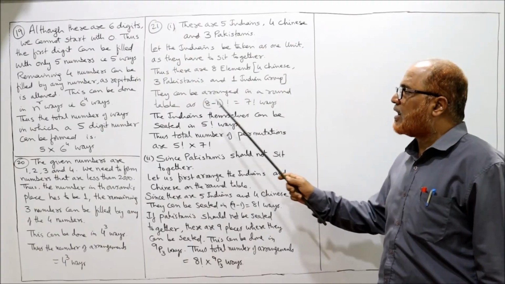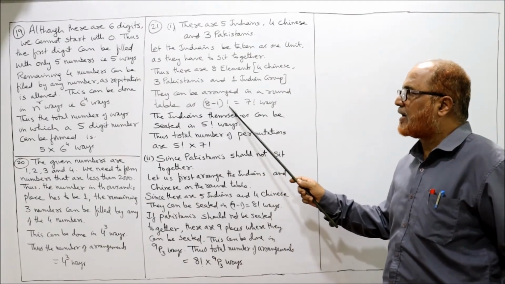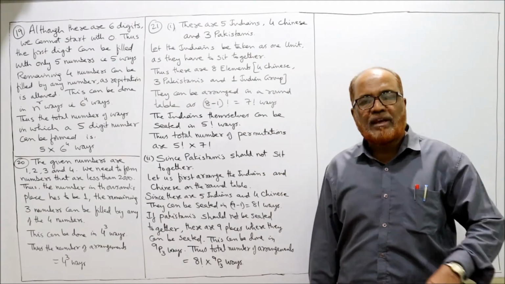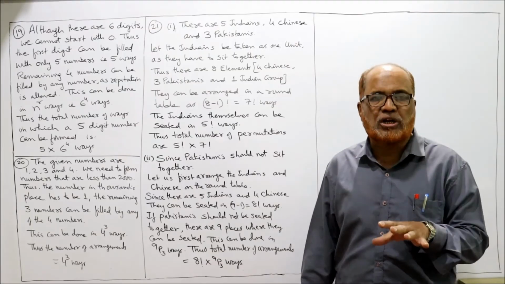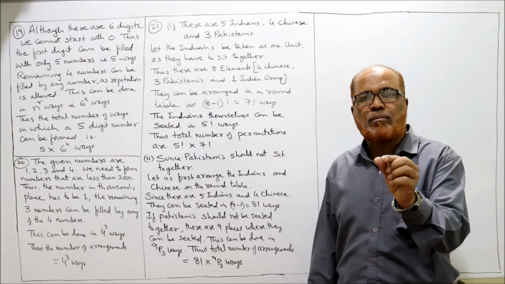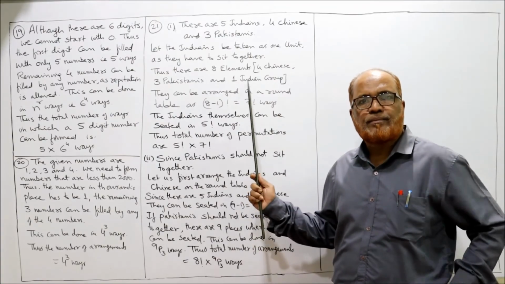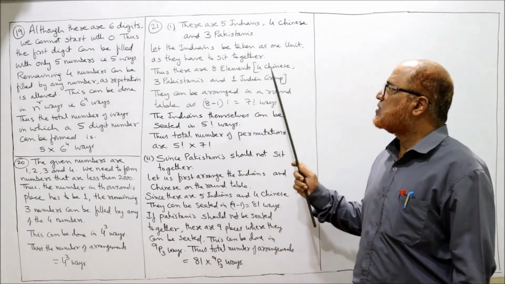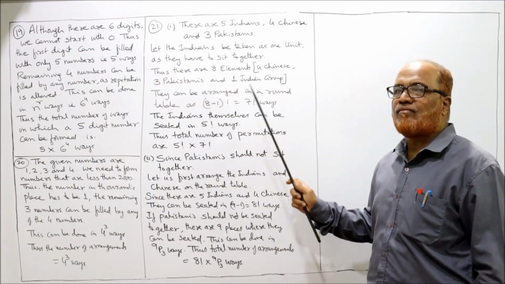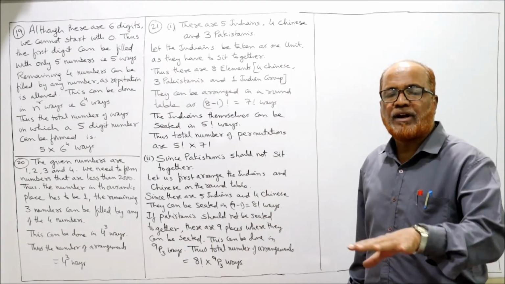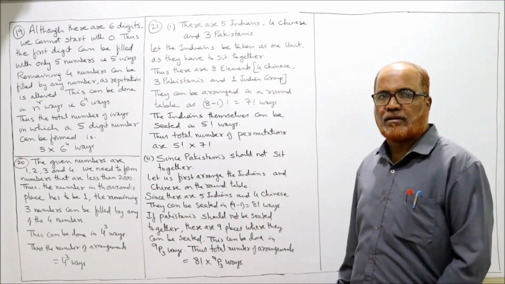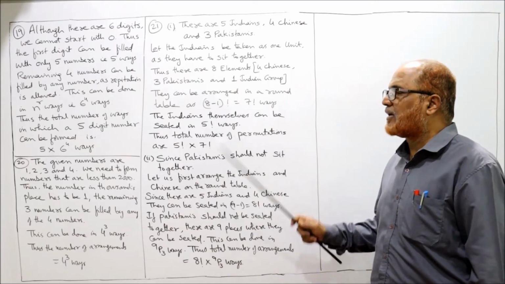They can be arranged in a round table in 8 minus 1 factorial, that is 7 factorial ways. So whenever we have circular permutation, the number of ways is n minus 1 factorial. Here there are 8 elements because of 4 Chinese, 3 Pakistanis and 1 Indian group. We are treating all 5 Indians as one unit. So 8 minus 1, 7 factorial.